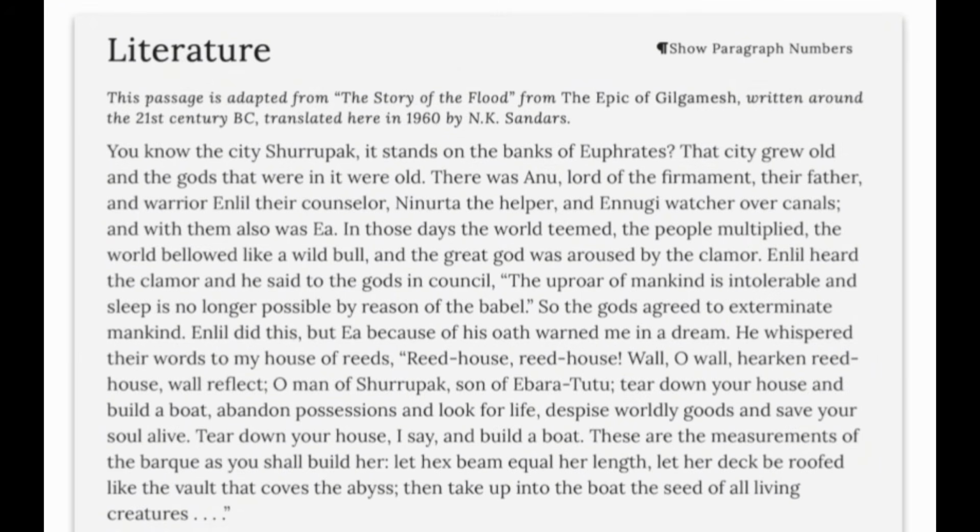All right. This passage is adapted from the story of the flood from the Epic of Gilgamesh, written around the 21st century BC, translated here in 1960 by N.K. Sanders. Okay, good. Yeah, I encourage students to always read the introductions. Sometimes there's very helpful context in there. Is it essential to? You might survive without it, but quite often there's very helpful information, especially if you're familiar with the Epic of Gilgamesh.